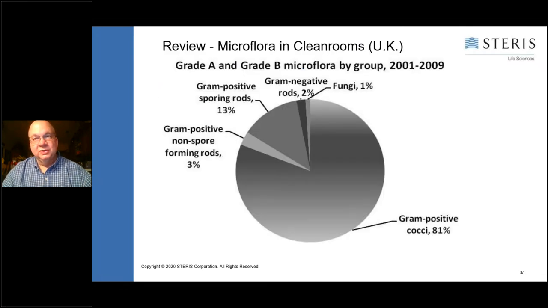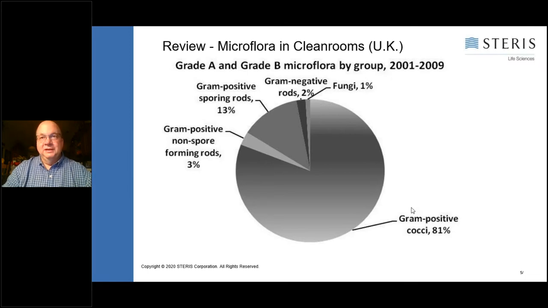So when we take a closer eye at that, what you see here, and this is what I typically see in the clean room facility, is about 90 or 80% of that bioburden is gram-positive cocci. So staphylococcus, micrococcus, enterococcus, and it's that bioburden that flakes off from operators on skin flakes. And he found about 1% was fungi.